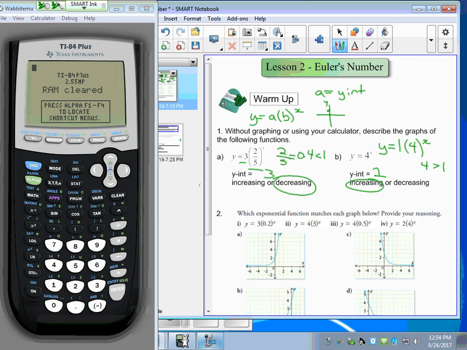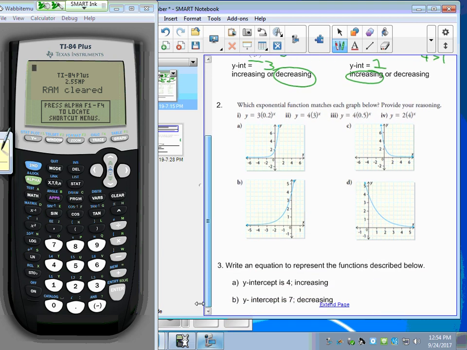All right, let's look at question number 2. Which exponential function matches each graph below? Provide your reasoning. Scroll down. Okay, so we have y equals 3 times 0.2 to the power of x, y equals 4 times 3 to the power of x, y equals 4 times 0.5 to the power of x, and y equals 2 times 4 to the power of x. All of them are already in the form a times b to the power of x, so right away we should be able to tell whether it's increasing, whether it's decreasing, and the y-intercept.